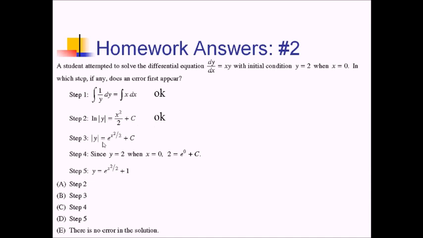In this next step, what have they done? Well, it looks like here they have raised both sides, or raised e to both sides to get rid of the ln, because you have to isolate y at some point.